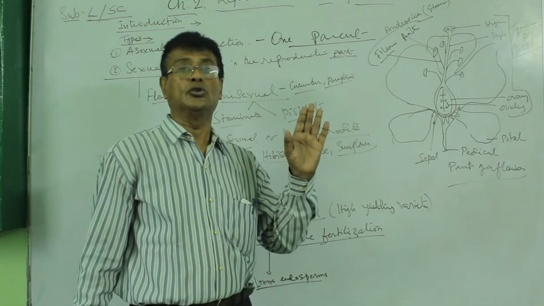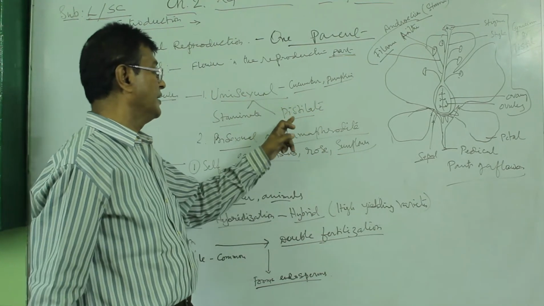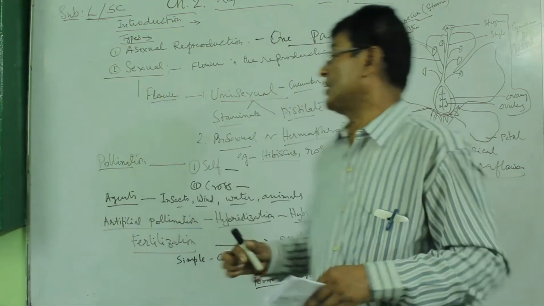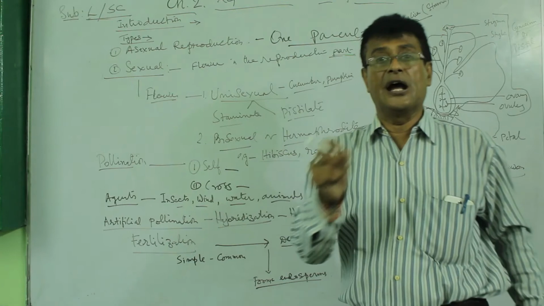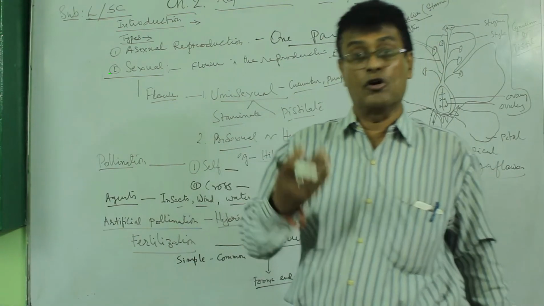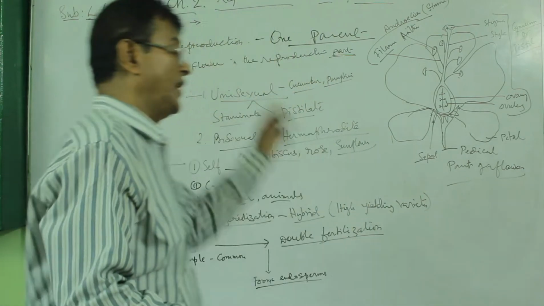And the other one, those who have only the female part, they are known as the pistillate flower. So staminate and pistillate. That is the unisexual flower, by means of which you get the cucumber, the pumpkin, the gourd. All those are unisexual flowers.